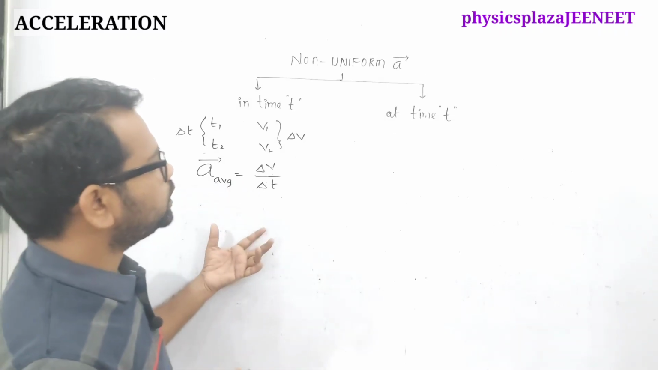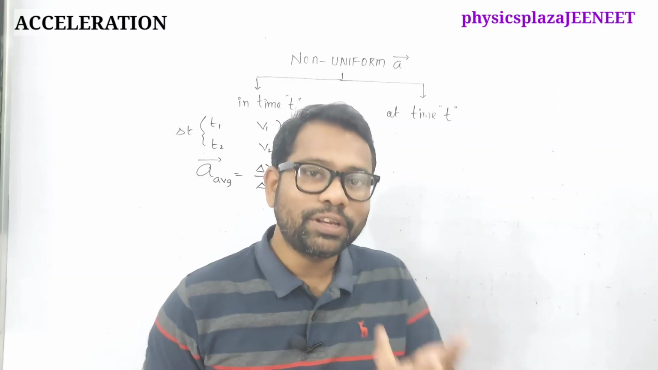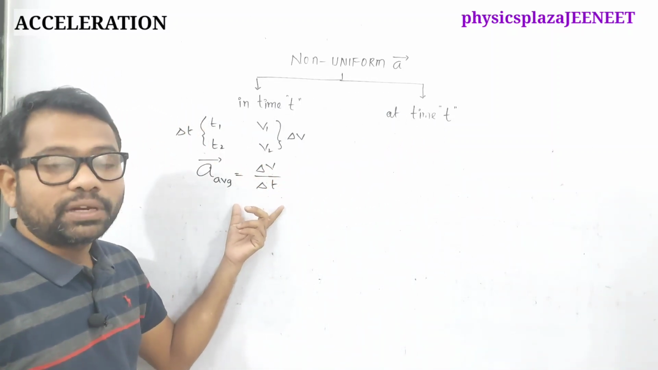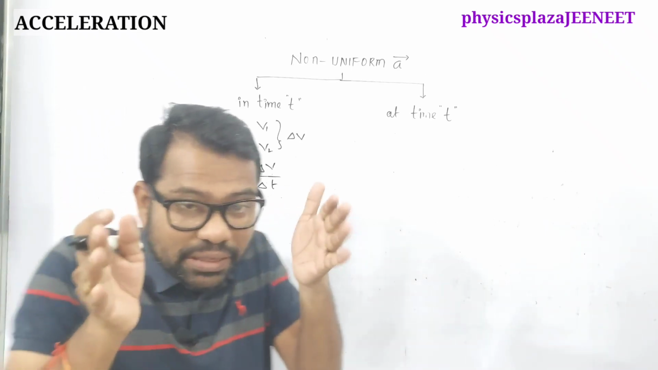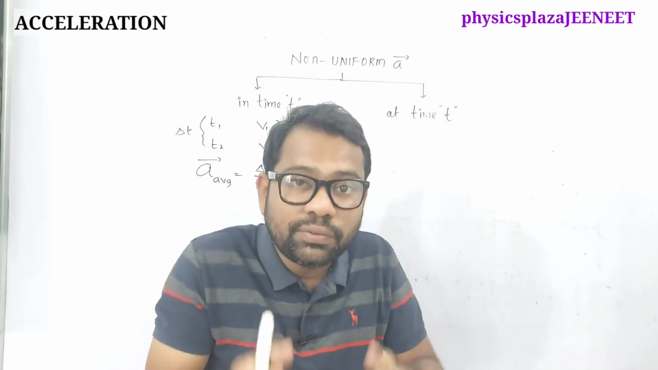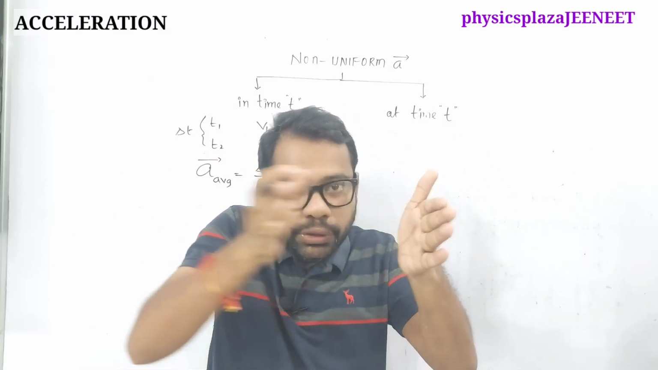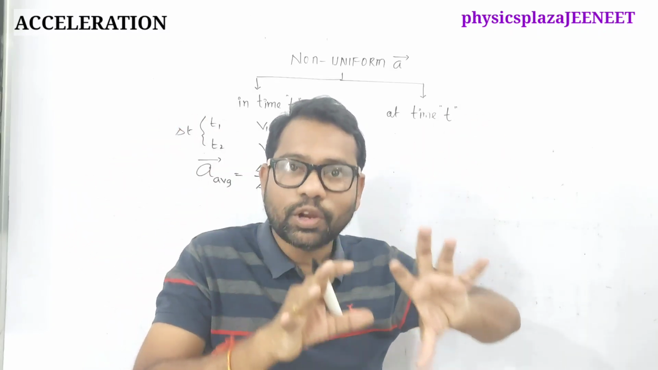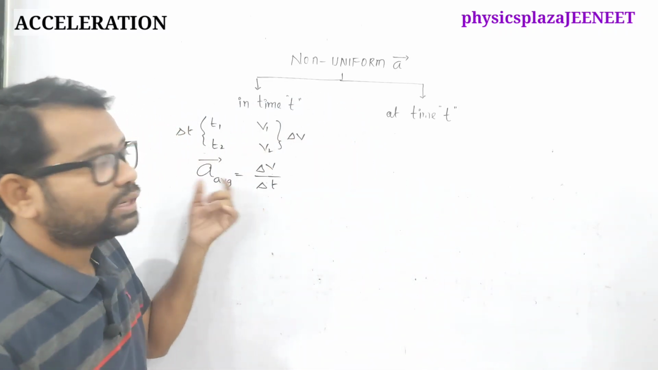Means you are talking about the change in velocity in some time interval. Change in velocity by change in time will give you what, children? Average acceleration. So if we are discussing the change in velocity in a given time interval from t1 to t2, we have a time duration, and the change in velocity over that duration is given by the average acceleration.